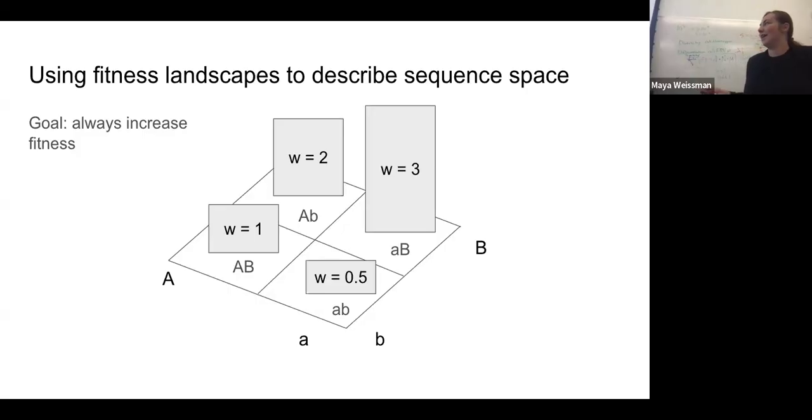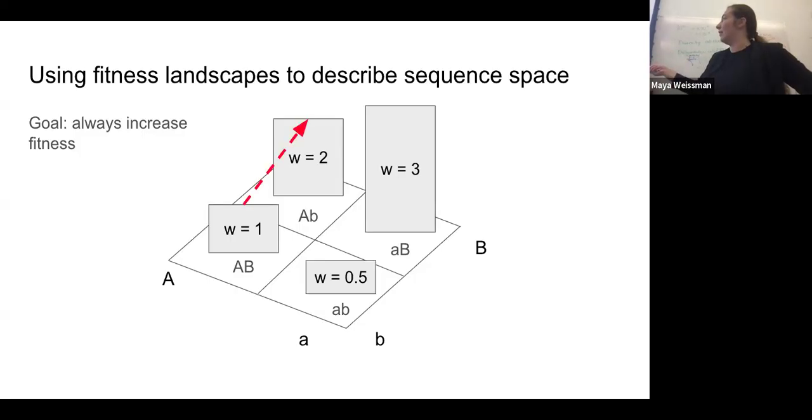And so let's say the fitness landscape looks something like this. This is saying that if I have this little a, little b genotype, I have a fitness of 1/2. If I have big A, little b genotype, I have a fitness of 1. Big A, big B has a fitness of 2. And little a, big B has a fitness of 3. What's the best fitness you could have on this landscape? Yeah, this guy right, 3.